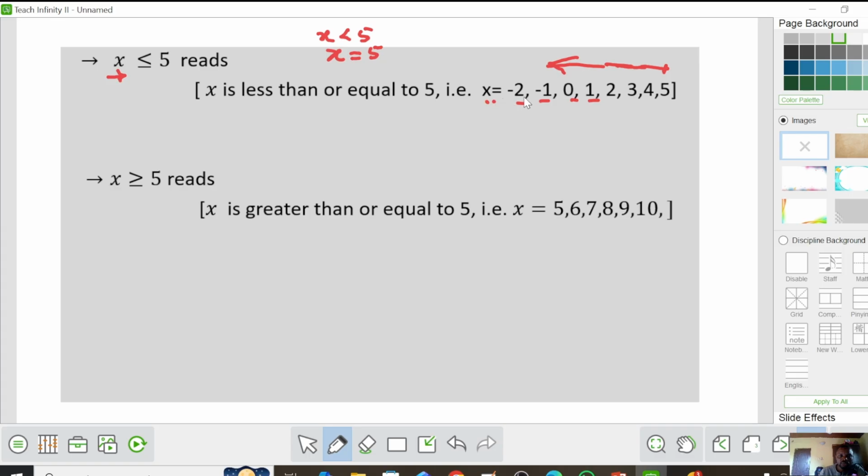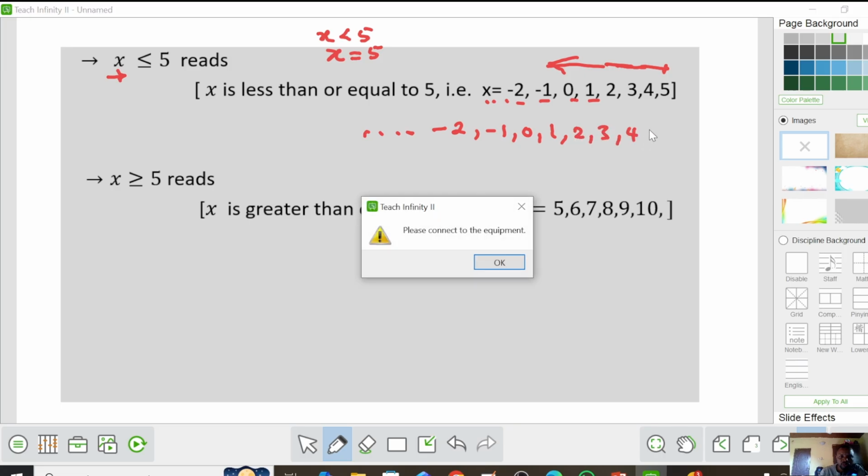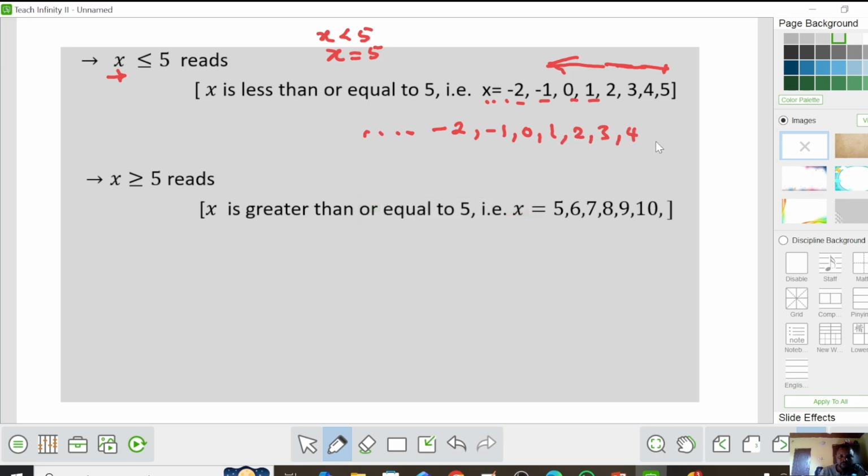So you see dot, dot, dot before this number. That is continuous. So that's x is less than or equal to 5. The same thing: minus, dot, dot, dot, minus 2, minus 1, 0, 1, 2, 3, 4, 5. It stops at 5 and closes at 5. So that means they are integers that are less than or equal to 5.